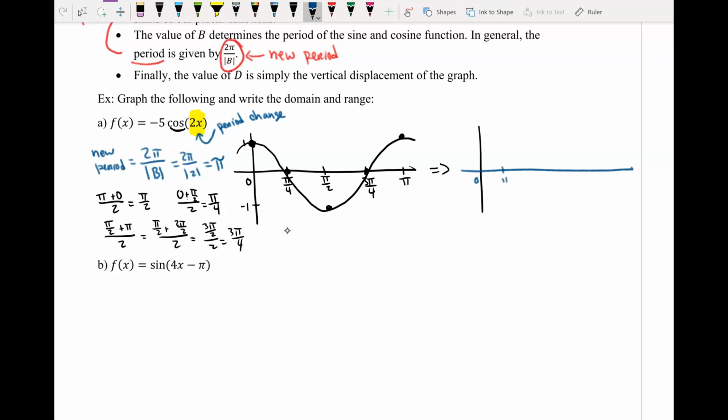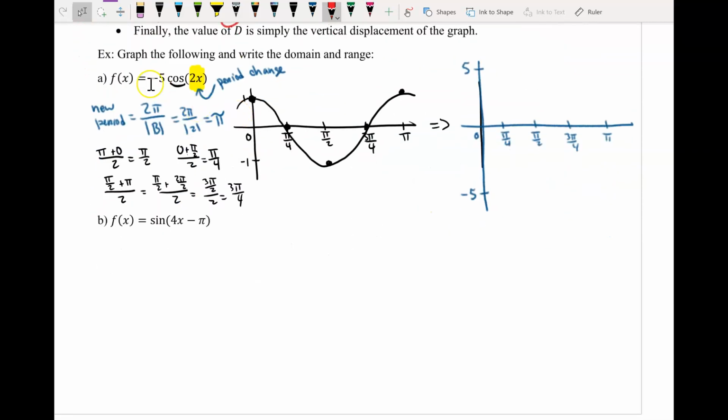I took care of the x's: pi over 4, pi over 2, 3 pi over 4, and then pi. So now my y values are not going to go all the way to 1 and negative 1. It's going to be a change in the amplitude. Instead of being at a positive 1, I multiplied it by a 5. It gets me all the way to 5.